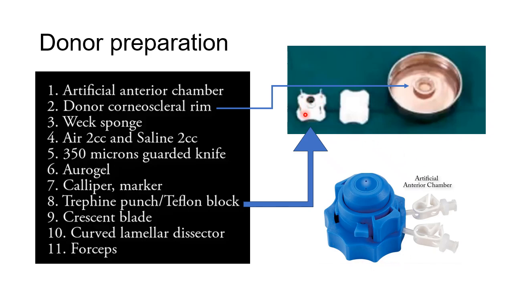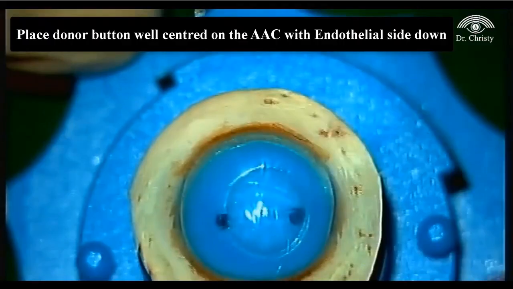And what is this? This is a trephine, and this is a donor corneoscleral rim, right? So this is a trephine punch, also known as a Teflon block. This white part is actually Teflon, and this is the trephine, which is a circular blade. And this is your artificial anterior chamber, right? You will understand the rest of the instruments as I show you them.